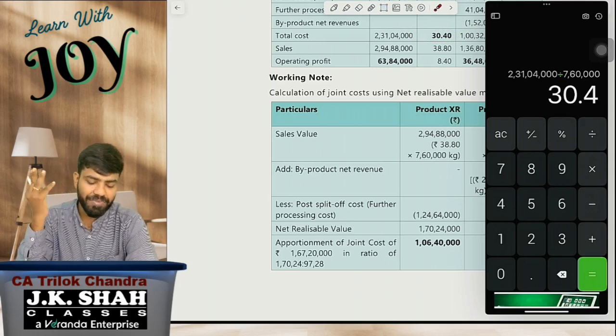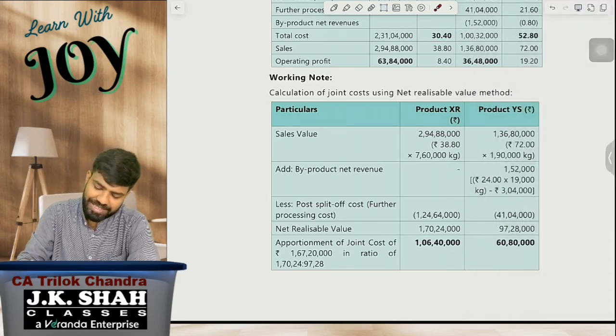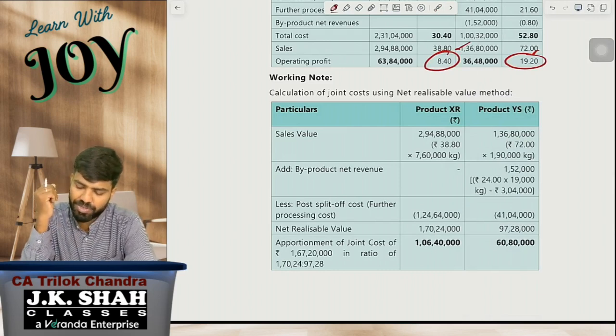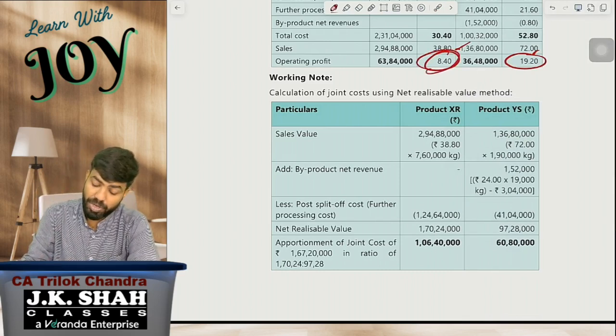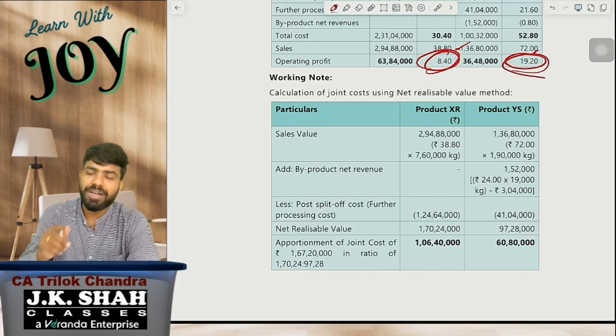Same way we can calculate for the YS. And then take the selling price. We'll get the net profit. Selling price given in the question 38.80, 72,000. We'll get the net price. Sorry, profit is 88.40, 19.20.